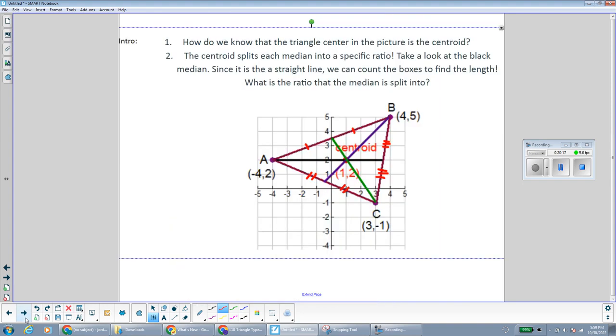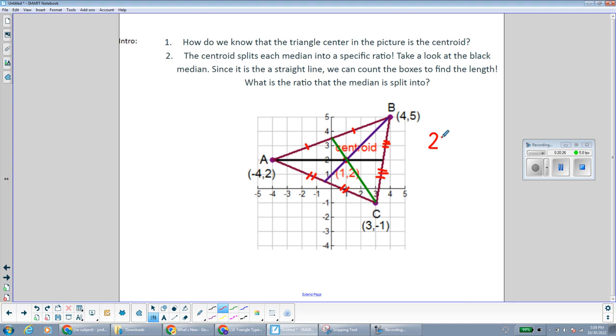Now, what's important to know about the centroid, the spot where the medians meet, is that it divides each median in a 2-to-1 ratio. So if we take a look here at this black median, this is a median because it connects midpoint to opposite vertex. If I count the spaces from the vertex to the centroid, 1, 2, 3, 4, 5. And then if I count the spaces from the centroid to the midpoint, 1, 2.5. So notice the longer part of the median is double the shorter part. So that's what I mean by a 2-to-1 ratio. The longer part is double the shorter part.